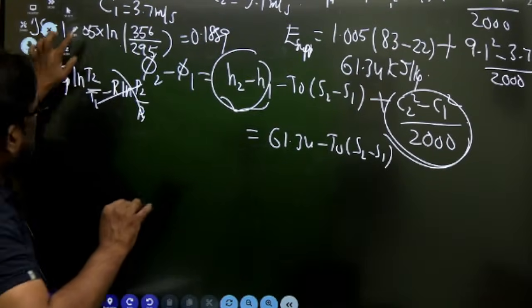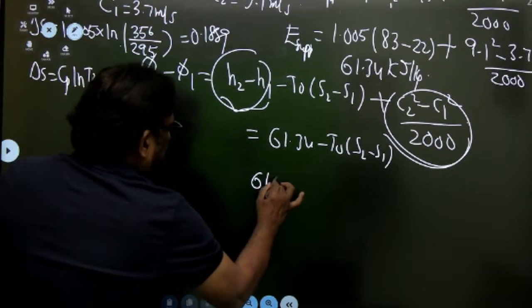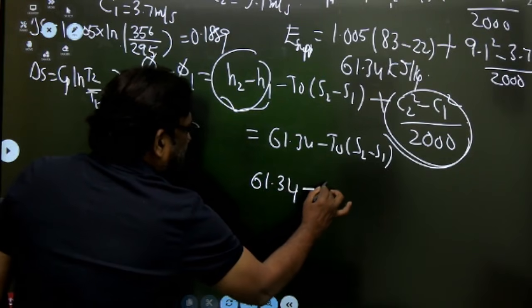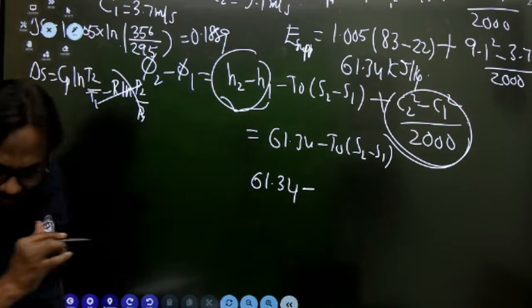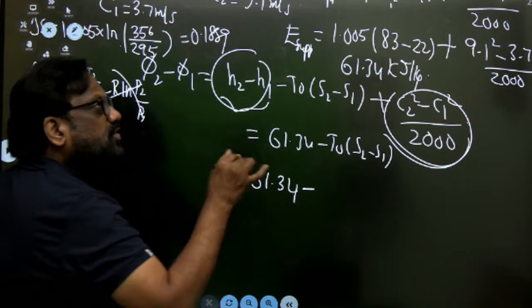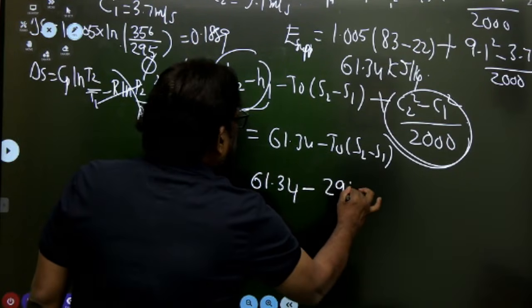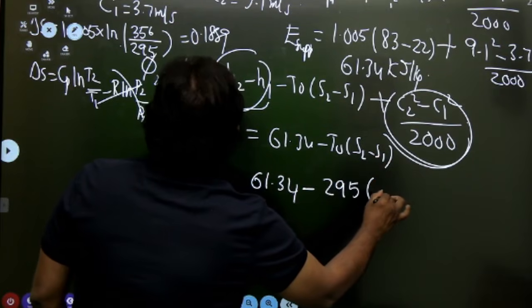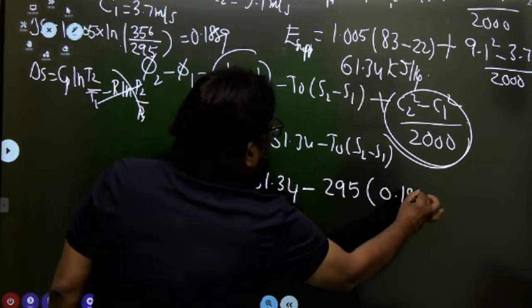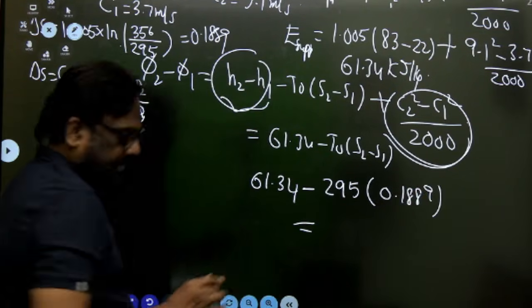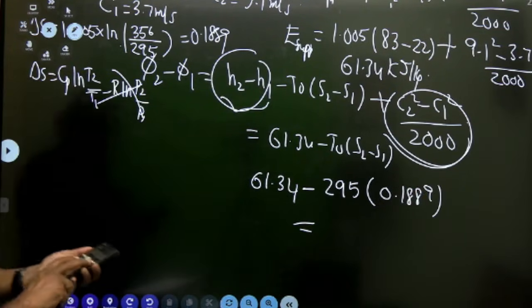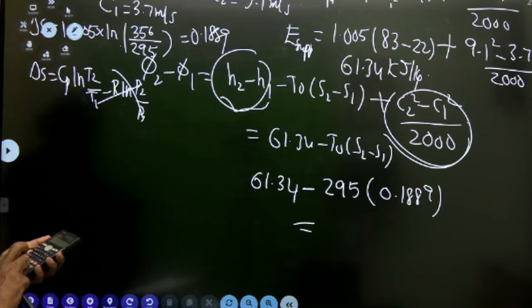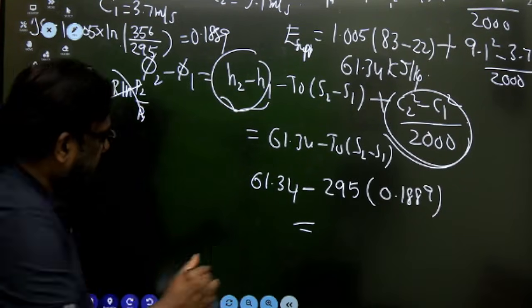तो अब let's calculate the increase of availability. So the increase of availability: 61.34 minus the ambient temperature, 22 था ना. 22 means 273 plus 22 is 295, and the entropy difference is we got as 0.1889. So 0.1889 into 295 minus 61.34, ये आ रहा है 5.616.